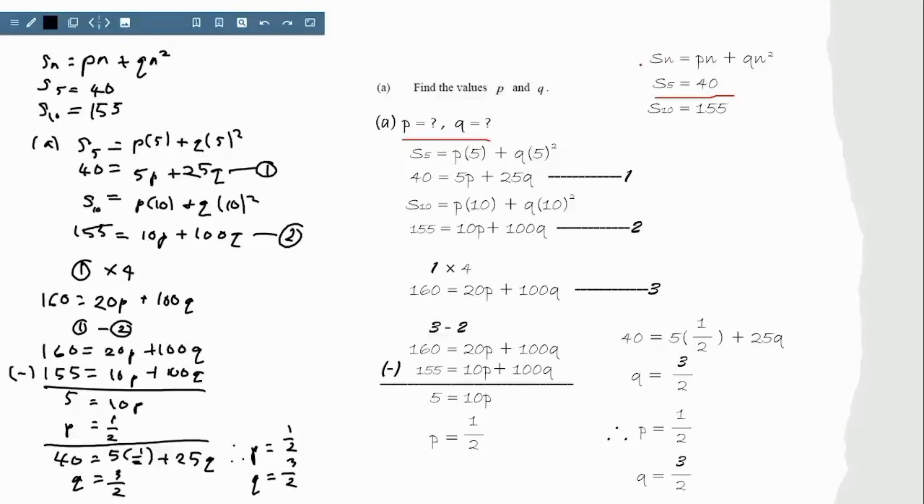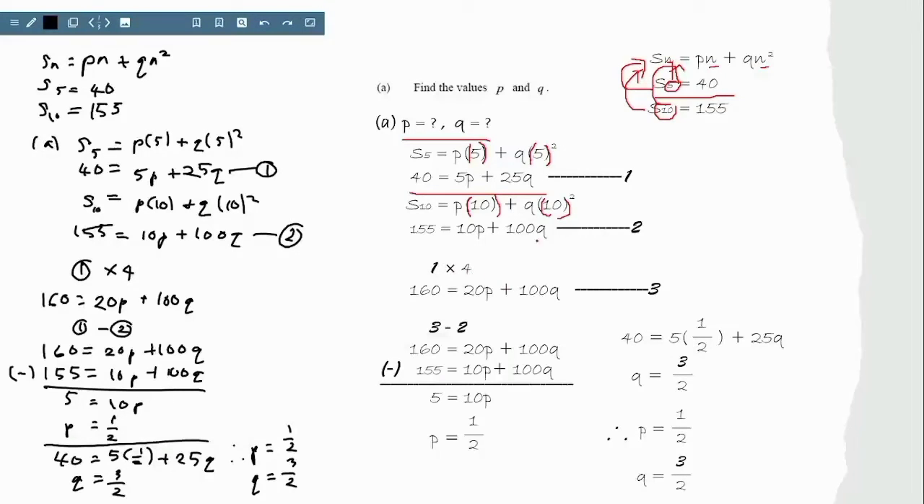We're going to substitute S5 and S10 into Sn. All I have to do is substitute the n values into the equation given. So we get S5 equal to P multiplied by 5 plus Q multiplied by 5 squared. Make sure you put the brackets so that you won't make any mistake when substituting the value. And we get 40 equal to 5P plus 25Q. The same goes with S10. Substituting the 10, make sure you put the brackets into the equation, and we get 155 equal to 10P plus 100Q.